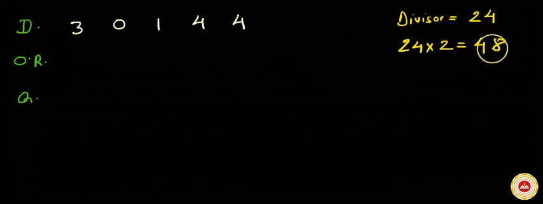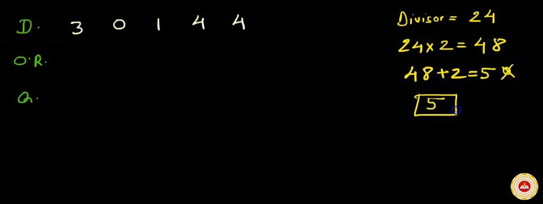Yes, now we have got 8 in the units place. Now let us calculate the positive osculator. How to calculate? 48 plus 2 is 50. Neglect this 0. Write 5 as it is. This 5 is the positive osculator for the given divisor 24. Now friends, let us osculate the given dividend.